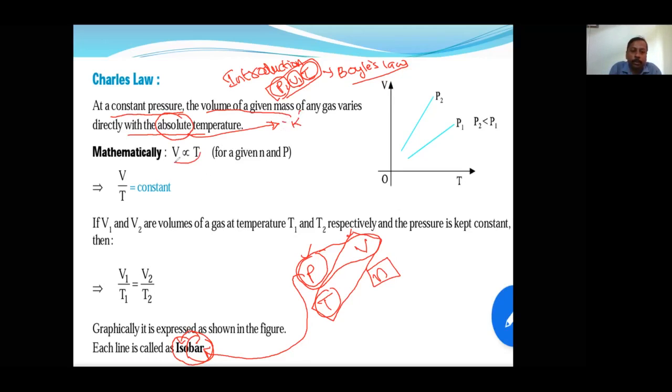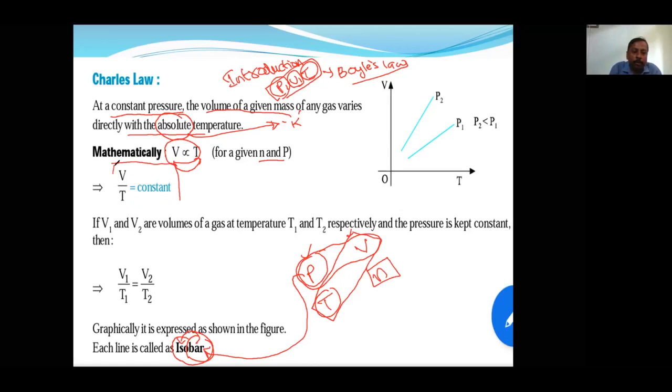Mathematically, here we are saying volume is directly proportional to temperature, V directly proportional to T. But what is constant here? n and P are constant. Therefore, V by T is equal to constant. What is constant? V by T is equal to constant.